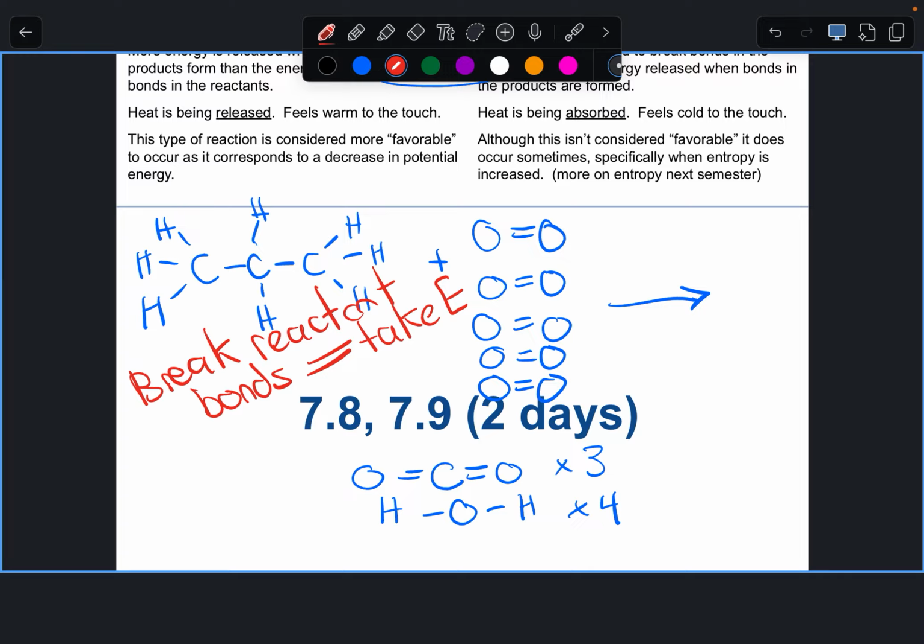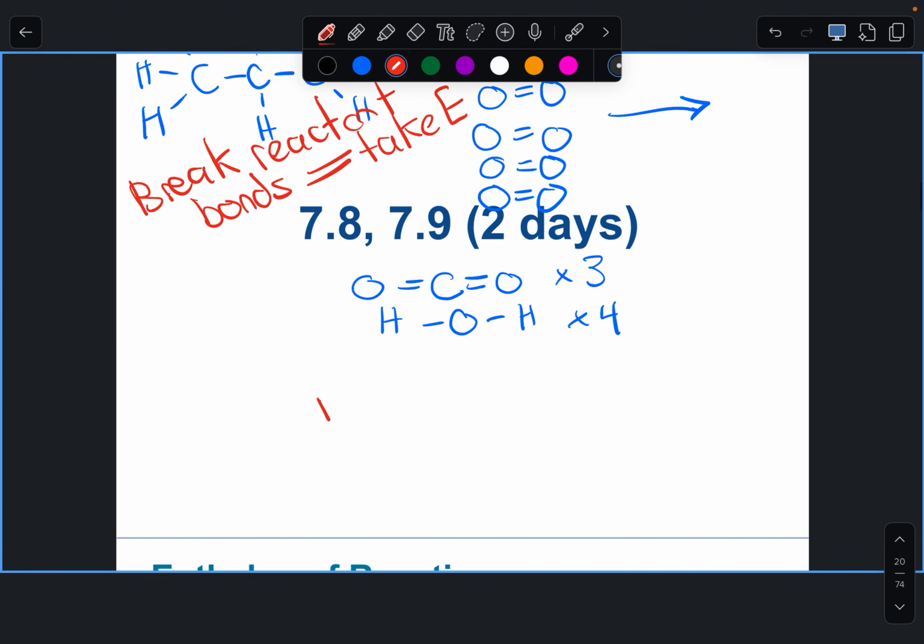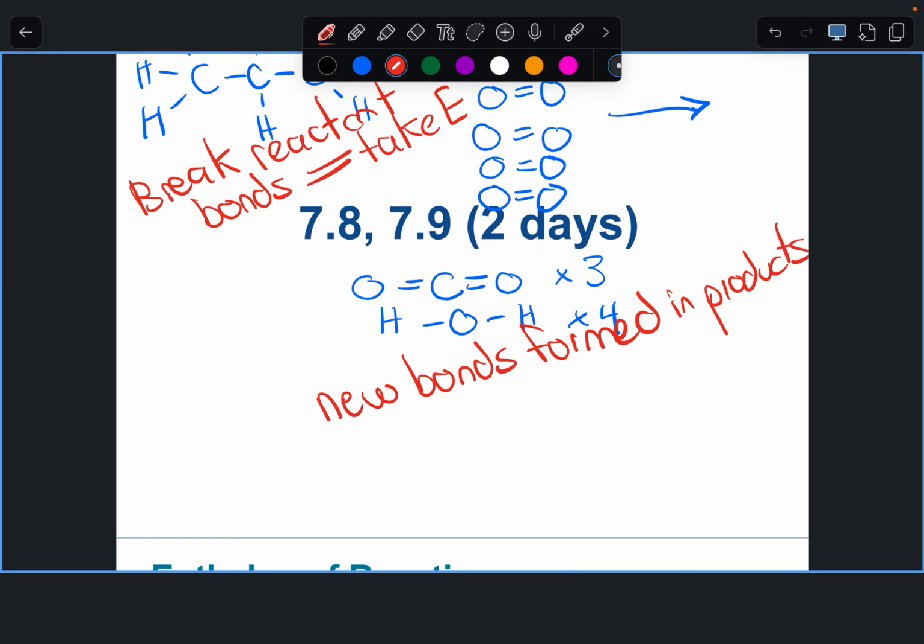So why then does this reaction have a negative enthalpy? Why is energy released overall? Because in the products, you're forming new bonds. And that's going to release energy.